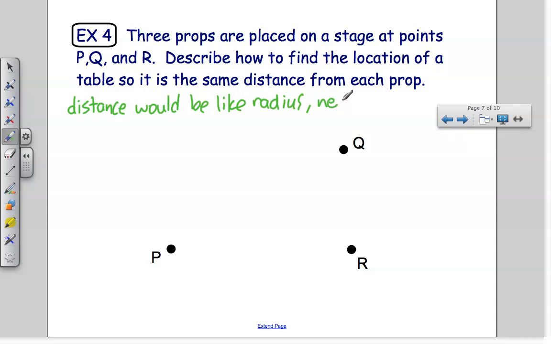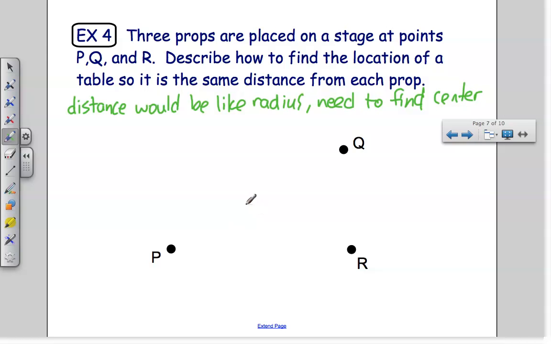So I need to find what special point in that circle. I need to find the center of that circle so that we have a radius to each of those points. And how am I going to find the center? Well, I know a diameter goes through the center. So if you think, oh, a diameter goes through the center, if I had two diameters, they would have to meet at the center. And how can I find a diameter?